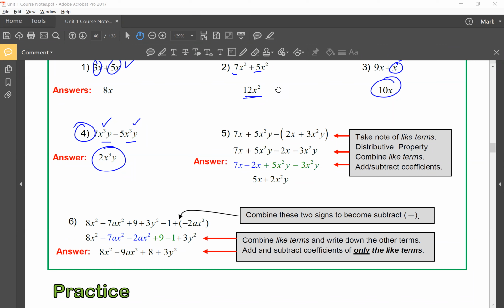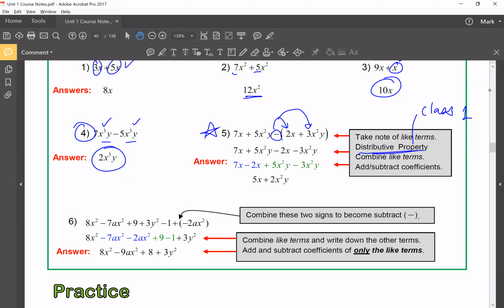I will say 5 is a little challenging because of this negative. This negative needs to be distributed into these terms. I'm subtracting this whole bracket. This is called the distributive property. You can see this in class number 1. We'll practice a lot of this on Sunday, but when I distribute that negative out, it becomes 7x plus 5x squared y. But then it's subtract 2x, subtract 3x squared y.